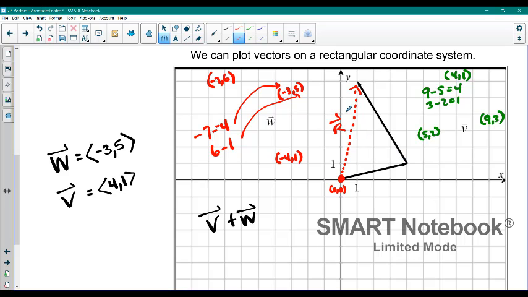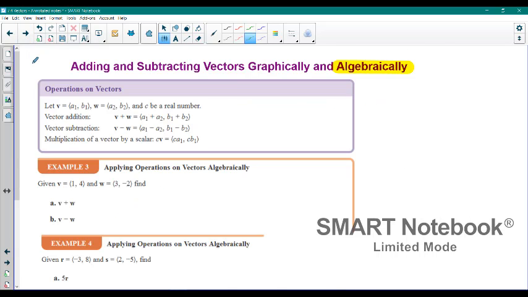Here's the resultant. Notice the end point of the resultant is at the ordered pair 1, 6. So we could name that resultant as 1, 6. Notice again, if I add vector v plus vector w, 4 plus -3 is 1, 1 plus 5 is 6. So it's very easy to add vectors when they are in standard position.